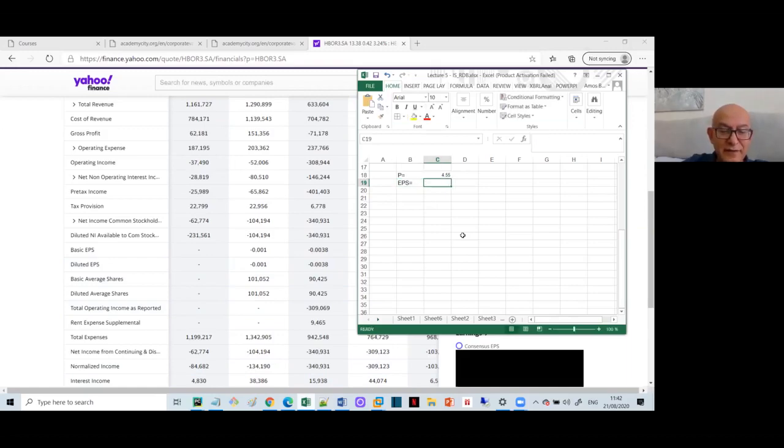And P over E could be really deceiving. I'm glad we got this example. I didn't plan on having this example, but just a highlight to you, be careful when you do those calculations.